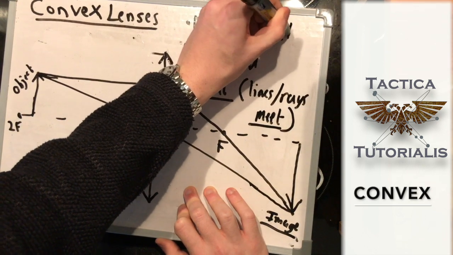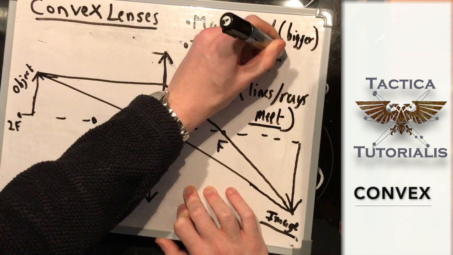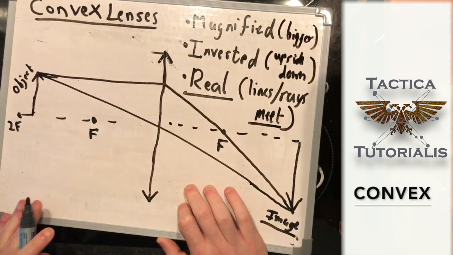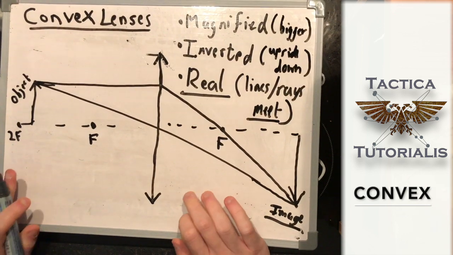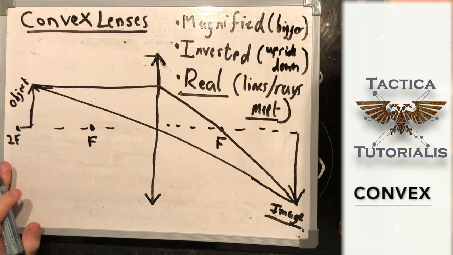So magnified, again, if you're not sure of the terminology, it means the image got bigger. It's inverted, that means it's upside down. And it's real because the lines or the rays have met at a point.